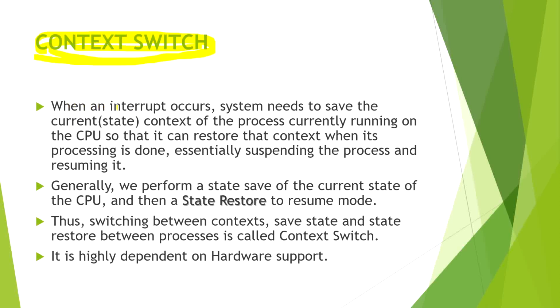The formal definition is, when an interrupt occurs, the system needs to save the current state. So before the context switch, the currently executing process has to save its state in the process control block, and after execution of a different process, it can reload its contents from the PCB. So the context of the process currently running on the CPU is saved so that it can restore that context later. That is what I'm talking about, that we can reload the contents from the PCB. This is called state restore, and the switching between context, save state and state restore between processes is called a context switch. It is highly dependent on hardware support.